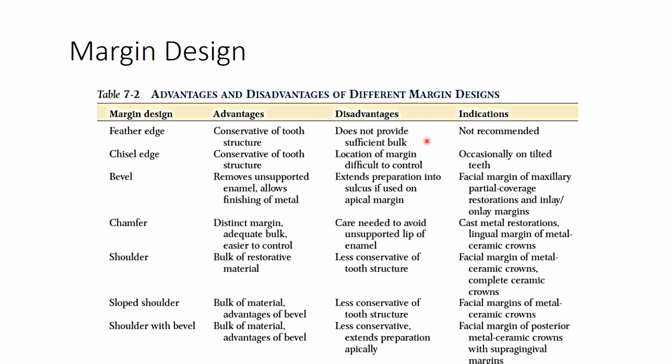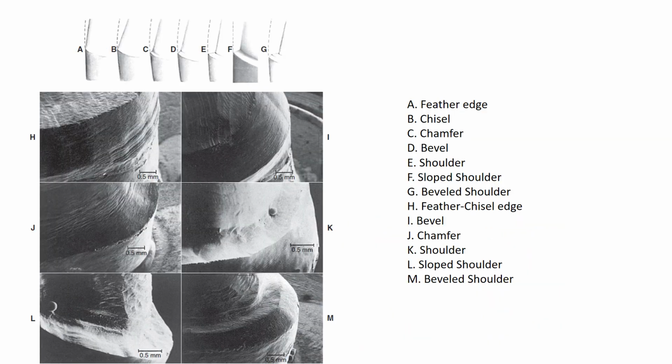The other things you can go over here in this table. We can see over here all the different types of finish lines. This is the SEM pictograph displaying all the different types of finish lines. In this picture over here we can see this is a feather edge finish line.